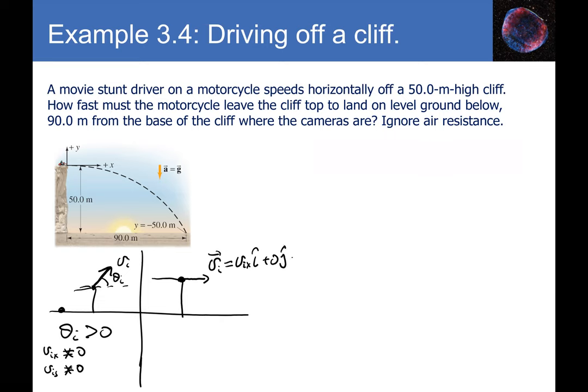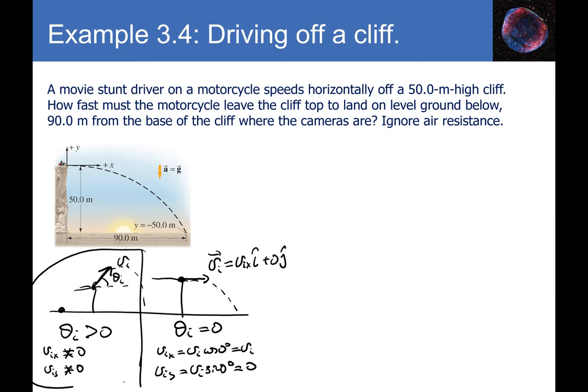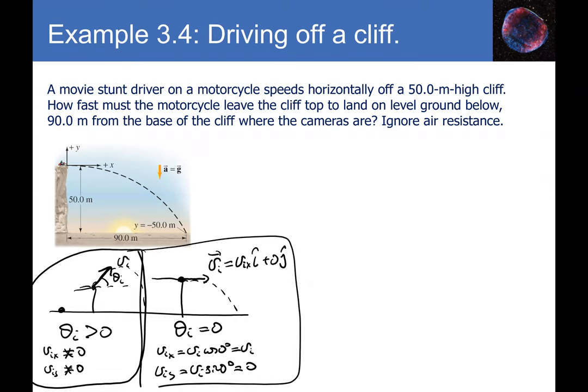Here the object undergoes this motion, and this is known as a zero launch angle because initial theta is zero. So when I'm looking at VIx, this is VI cosine of 0 degrees, which equals VI. But in the y direction, the initial velocity is VI sine of 0 degrees, which gives you zero. Okay, so that's the difference. The first one has initial velocity in the y direction. The second one doesn't have initial velocity in the y direction.